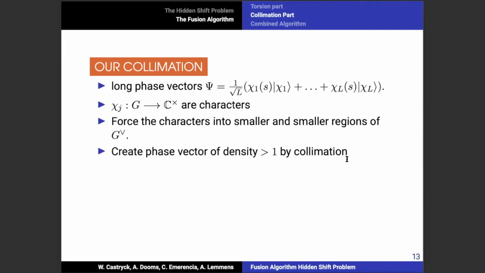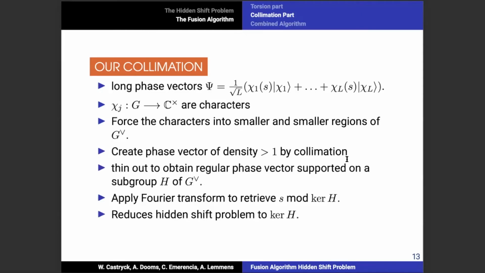At the end of the process, the phase vectors have their characters packed together into a region so small that every character in this region occurs at least once in the phase vector. One then has to thin out the phase vector and relabel the terms so as to obtain a highly regular phase vector supported on some subgroup H of G dual. And then one takes the Fourier transform to learn the hidden shift modulo the kernel of H.